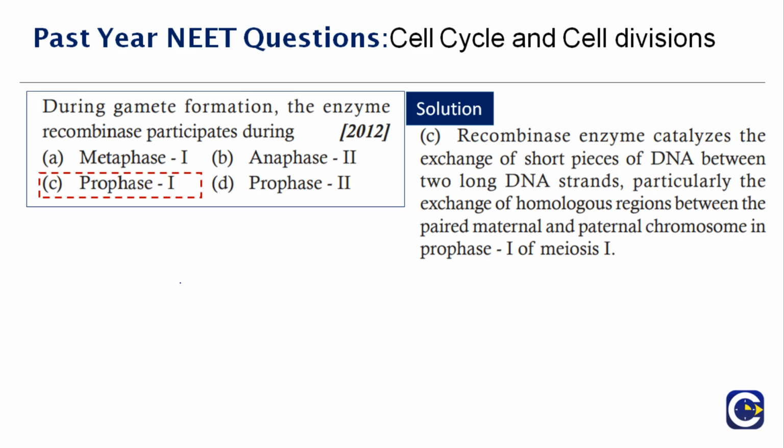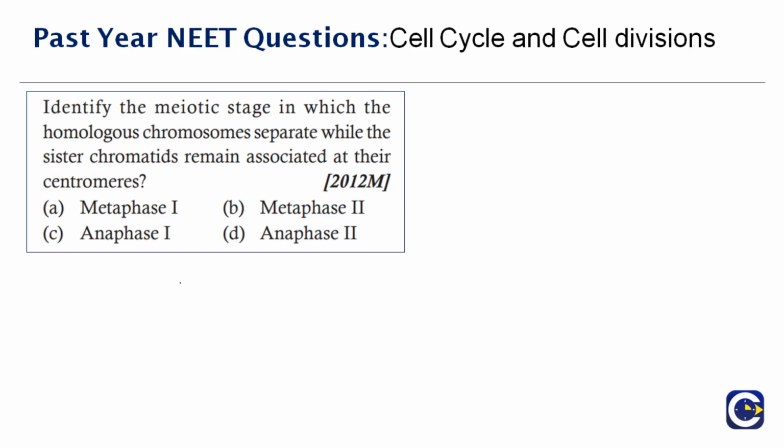Okay, we saw this answer in detail in the match the following. Recombinase enzyme is required for crossing over, and this stage is prominent in prophase 1. Therefore, the correct answer to this question is option C, prophase 1. Now, let's move to the next question here.